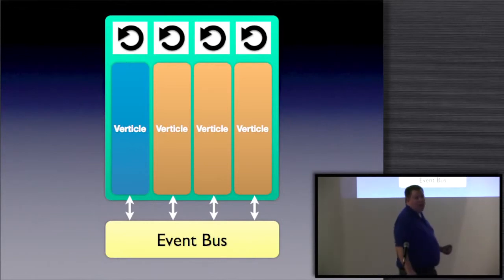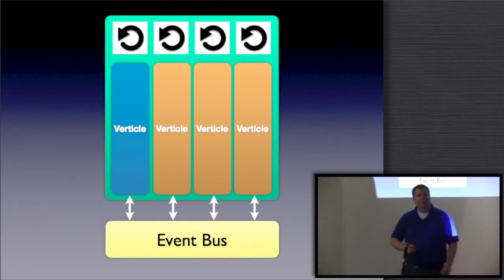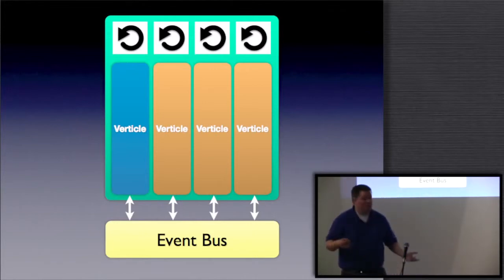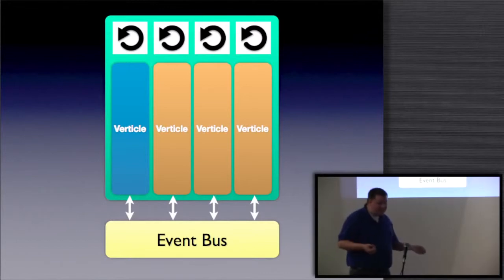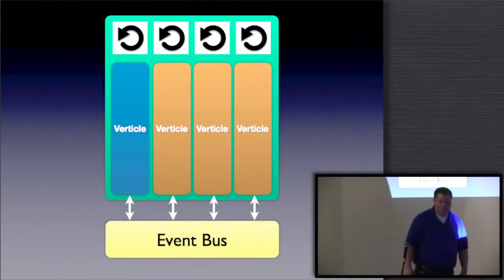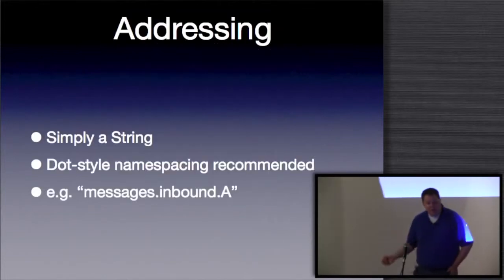Let's assume it's up. This allows the verticals to communicate with each other irrespective of what language they're written in, whether or not they're in the same Vertex instance. Maybe they're in different instances. And it even allows client-side JavaScript running in the browser to communicate on the same bus. More on that later.